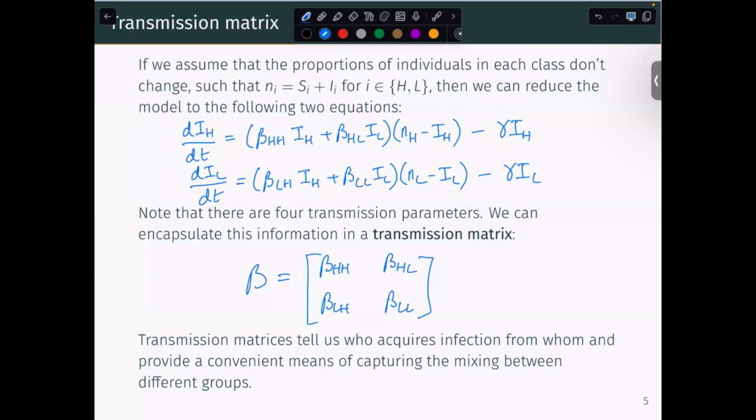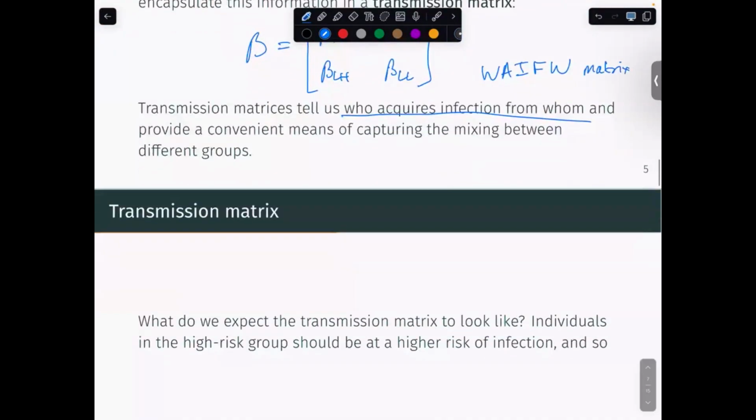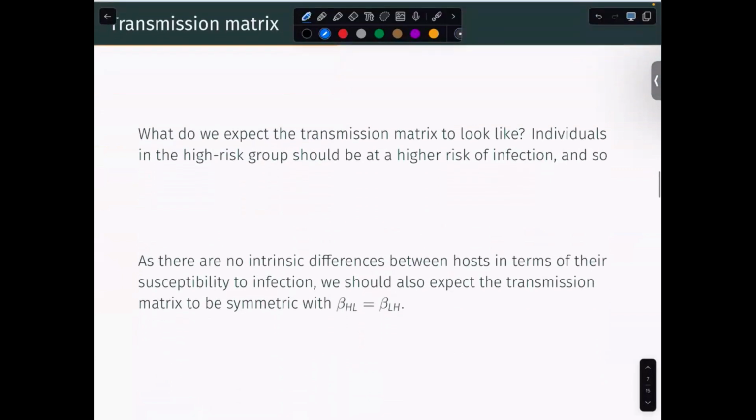Okay, so these transmission matrices can be very helpful because they can tell us something about, and they're often referred to as, who acquires infection from whom matrices. So sometimes you'll see this written as a WAIFW matrix. Who acquires infection from whom? Sometimes they're abbreviated for that. And these matrices are a convenient way of capturing this mixing, as well as ultimately finding important quantities like R0.